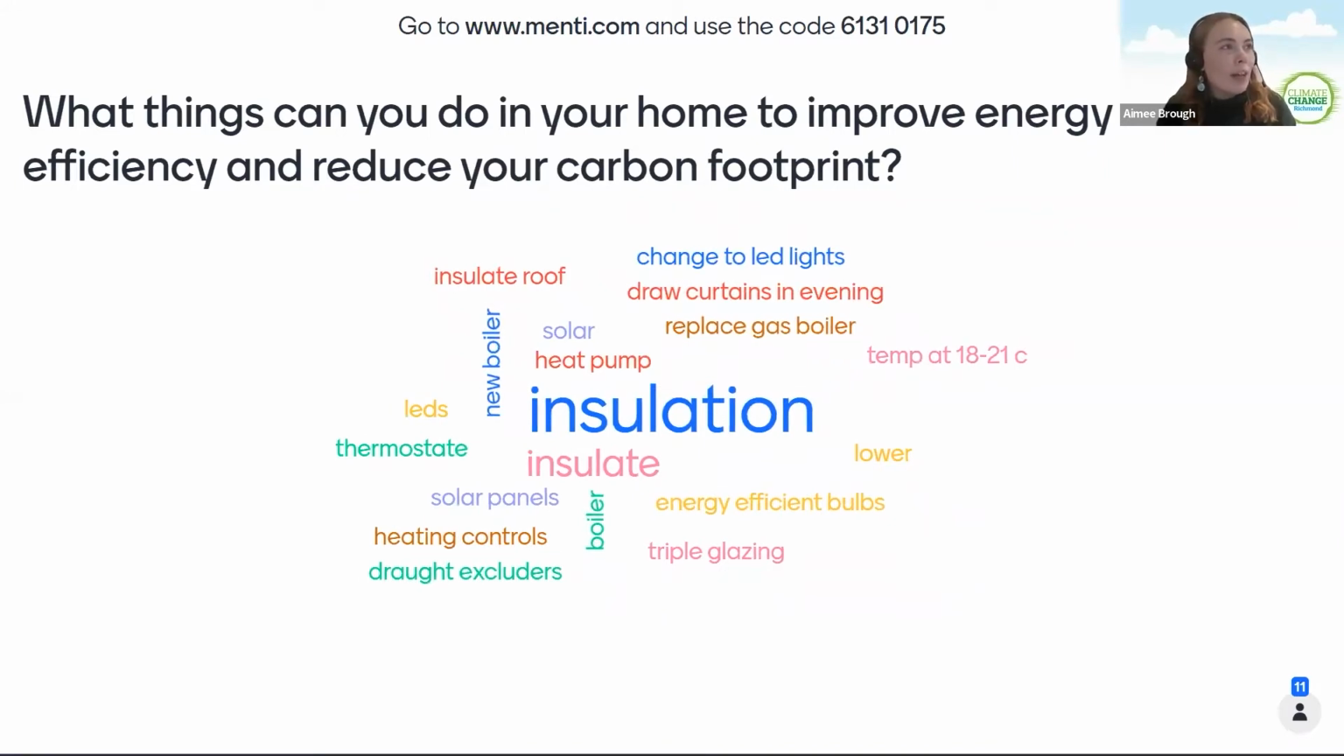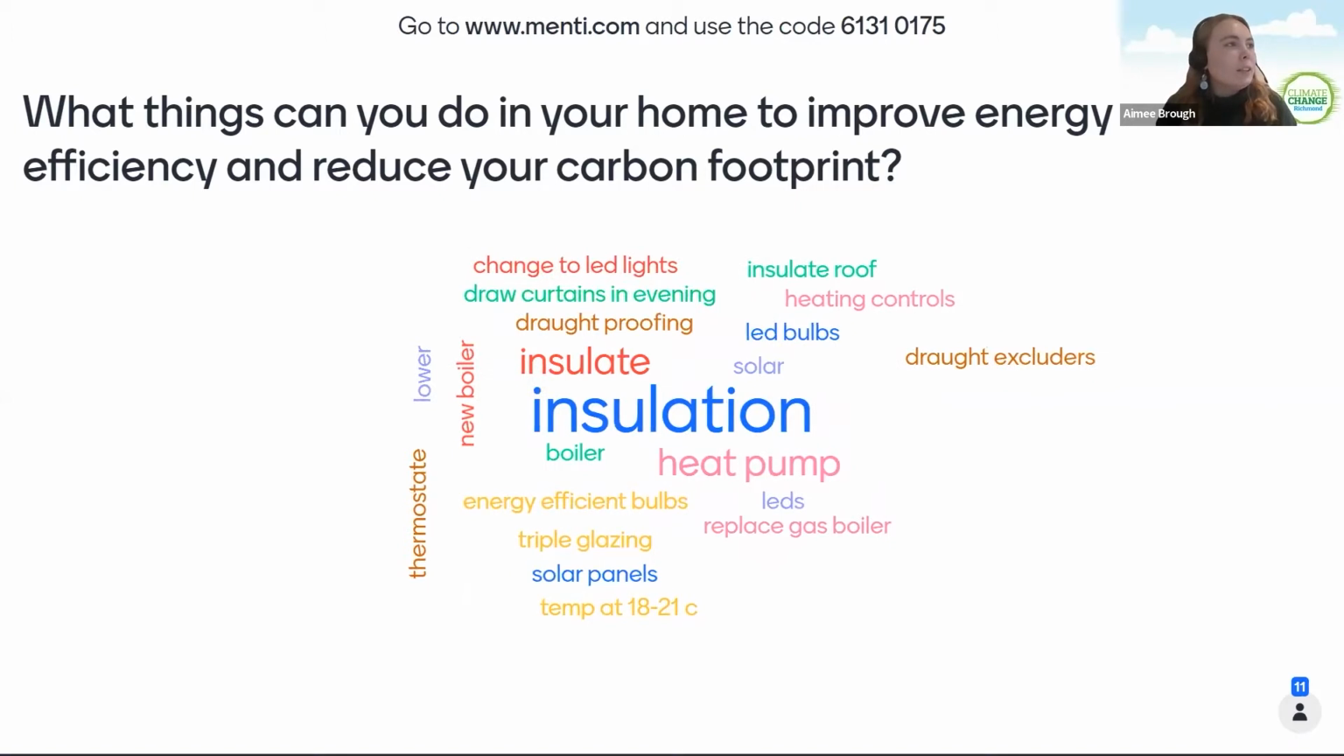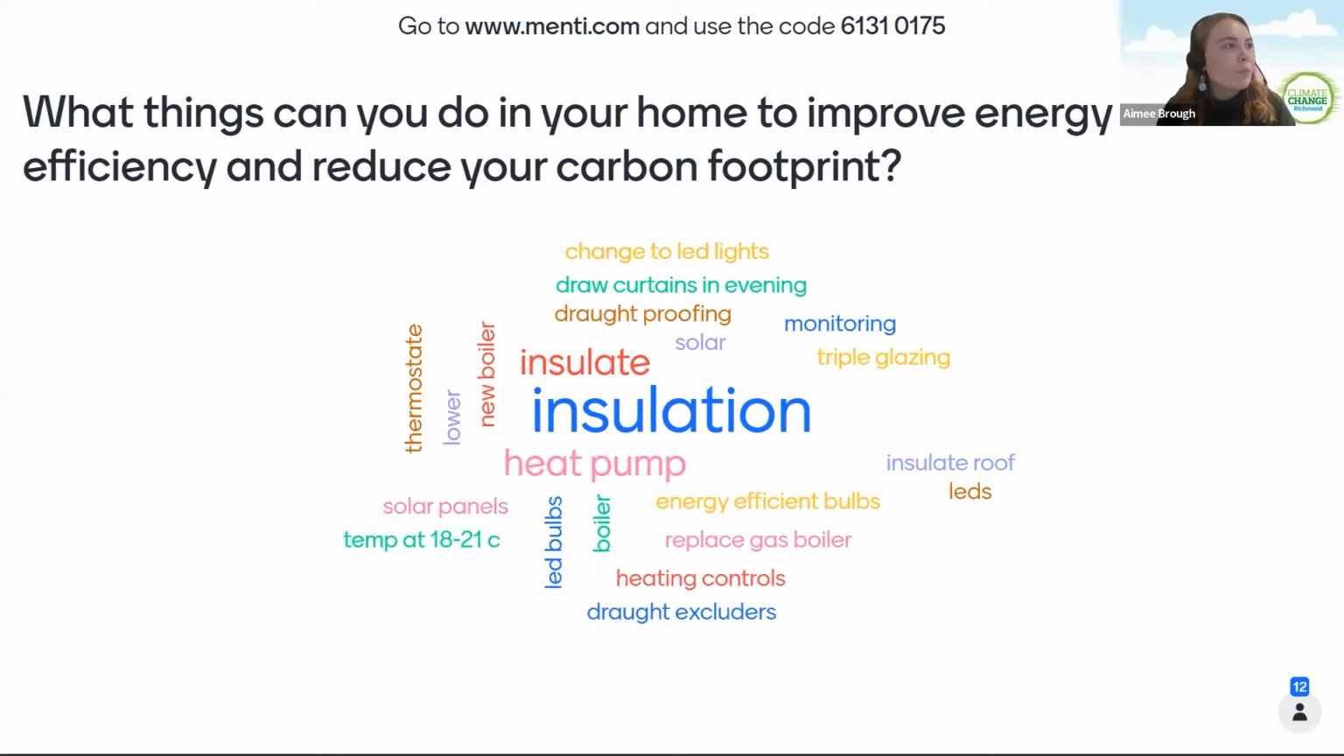Thermostat, keeping an eye on that. That's a good one. Heating controls as well. Draw curtains in the evening. Yeah, that's a good one. Draft proofing. So there's a mixture of smaller quick wins that you can make on there and then bigger structural changes that you can make in your home. And we'll cover some of those today. Solar panels. Yep. LED bulbs. That's a good one.